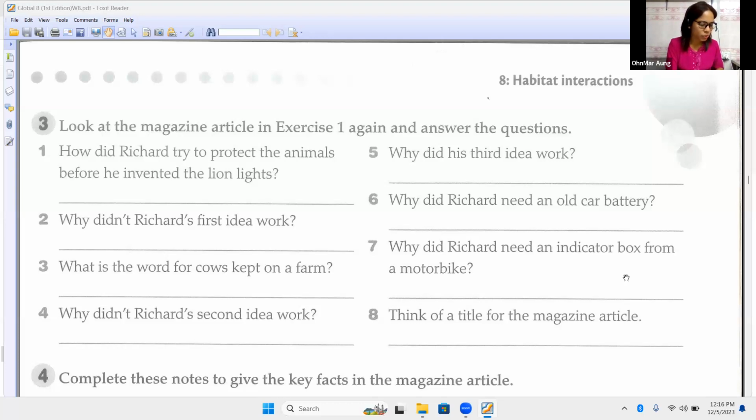You are talking about a solar panel. It is to produce electricity, and he connected it, means a solar panel is connected to an old car battery. So you are asked about the old car battery. So you can say, he needed an old car battery to store the electricity. Okay, number seven.